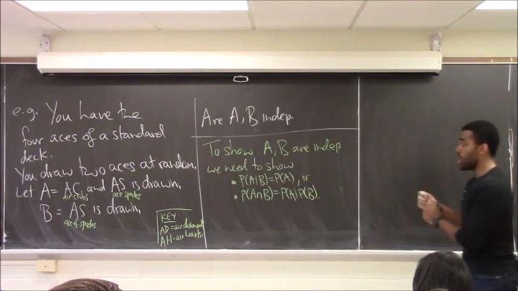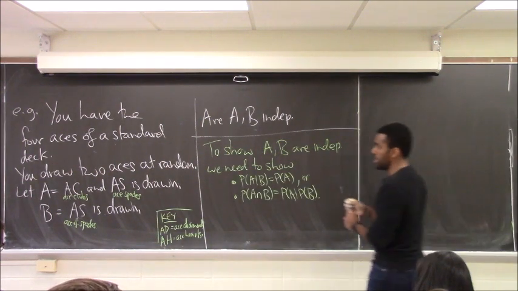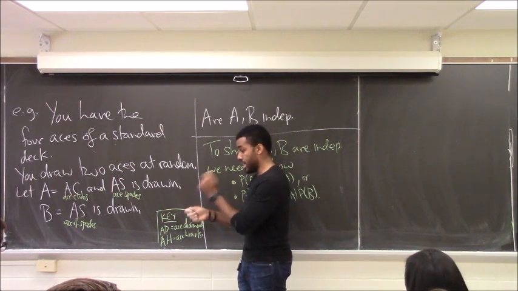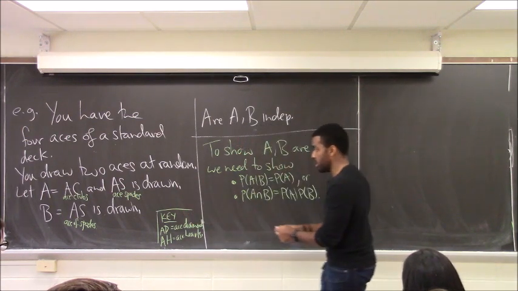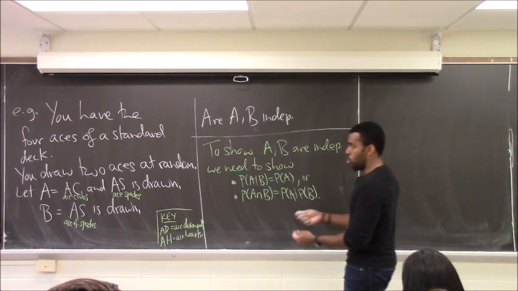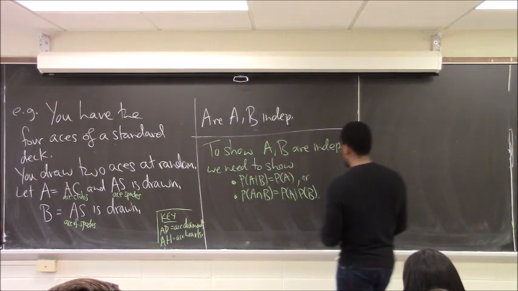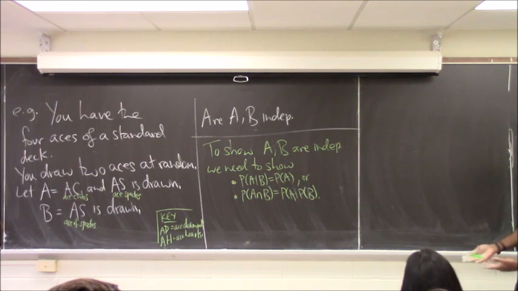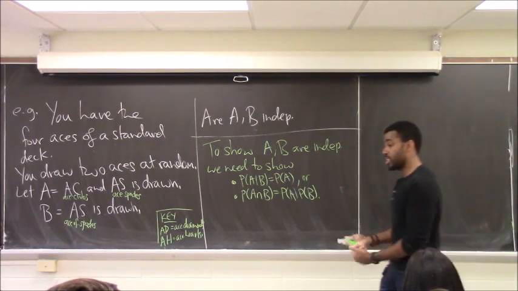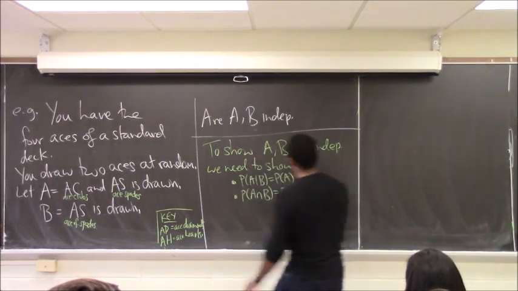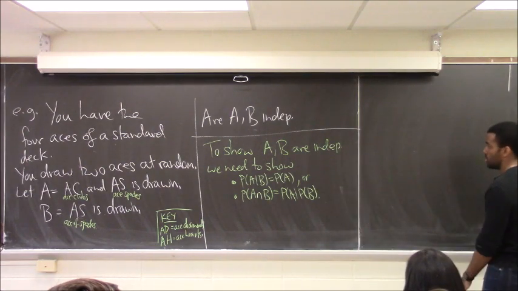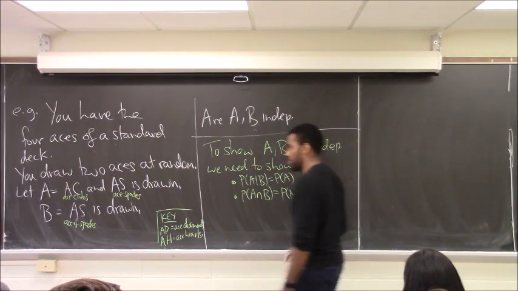So I pick two cards at random. What is the probability that the two that I pick are the ace of clubs and ace of spades specifically? Or another situation, what is the probability that one of the things I picked was the ace of spades? Those are the two events. Are they actually independent? Would one actually affect the other? So how would you go about solving that problem?